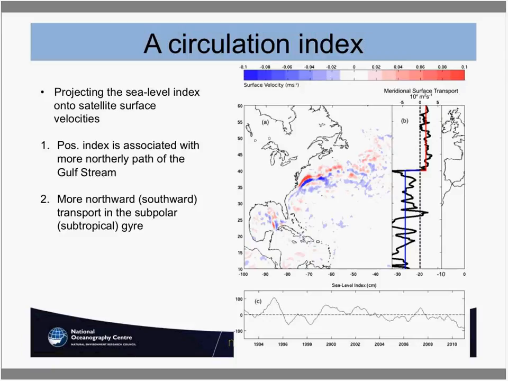Now, of course, these are the best we can do with observations, but we were able to validate all of these in a high resolution ocean model. And in fact, the sea level gradient index of the heat transport at 40 degrees north, which is closely related to the overturning circulation.